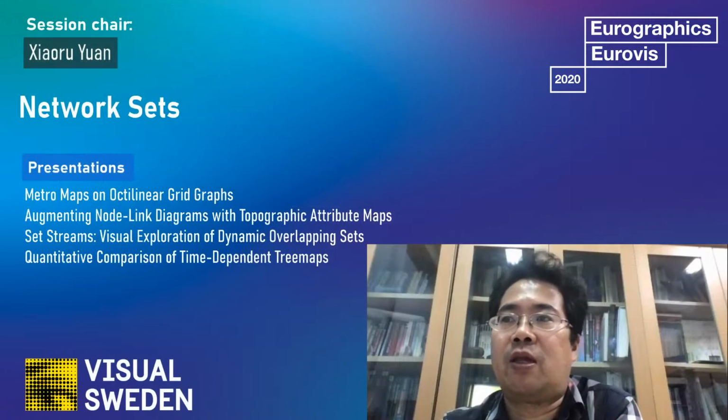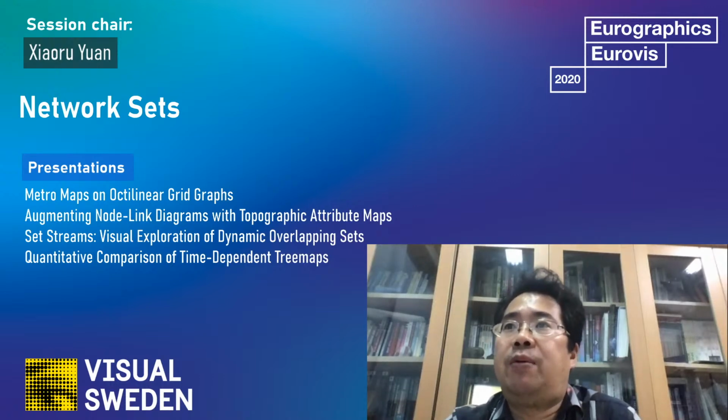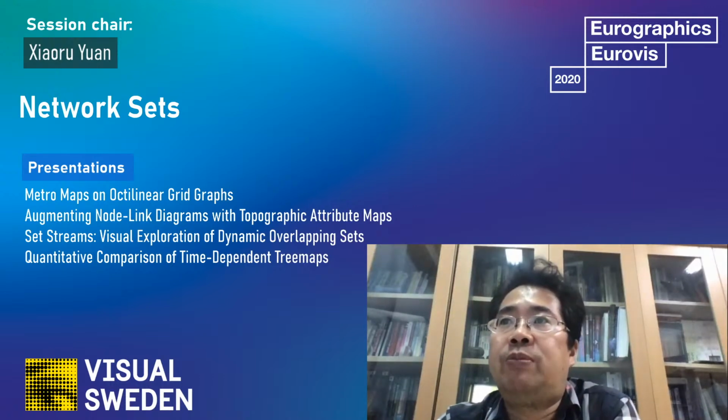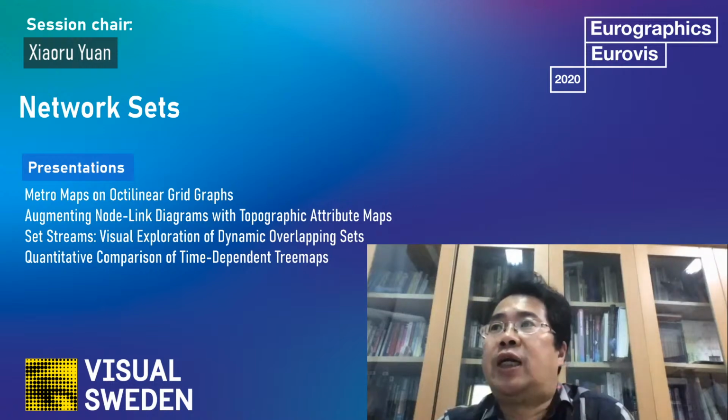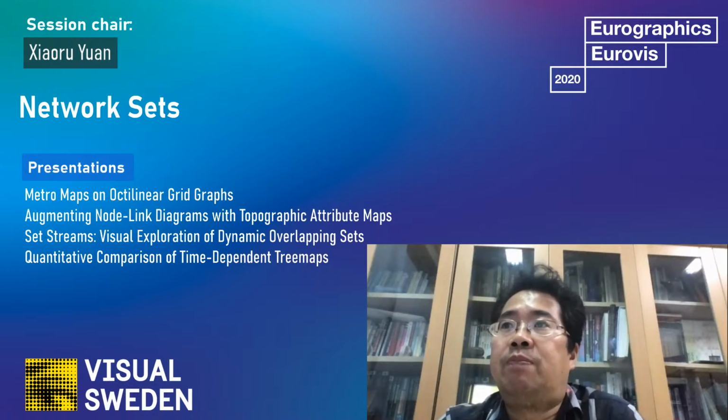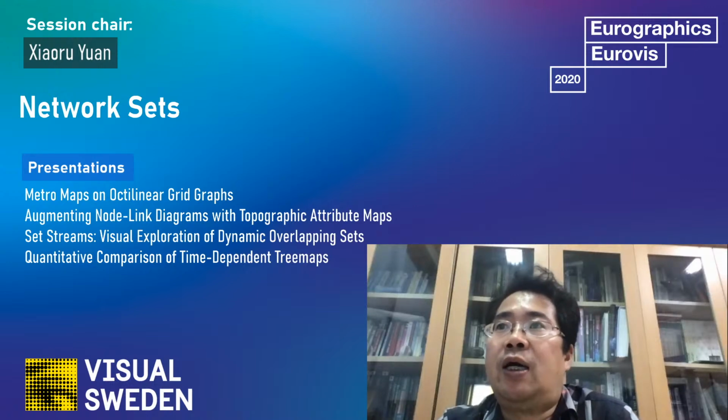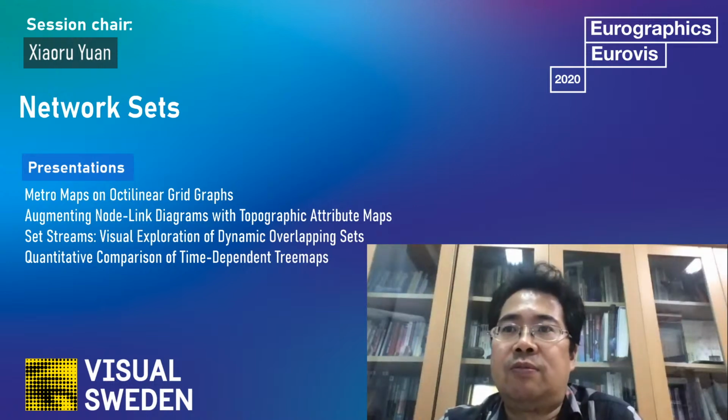So we see the first two talks are all different maps. It's all one with those metro maps we are very familiar with, and now we see this augmented map. It's quite nice. We hope we can see more of such maps. So let's thank the presenter. Now let's move to the third paper. The third paper is titled SAC Streams, Visual Exploration of Dynamic Overlapping Sets. This paper is going to be presented by Fabian Beck. So let's start.